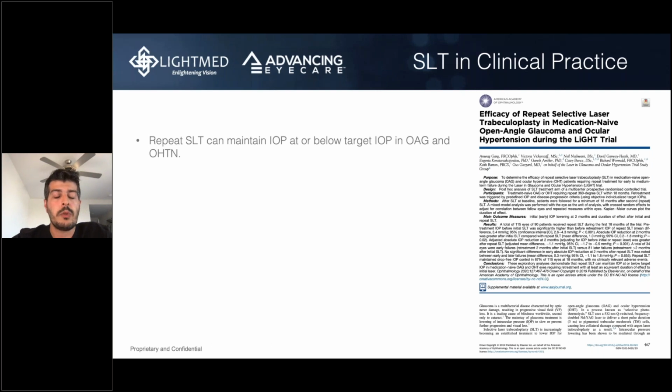Now the same study from the UK looked at what if patients got SLT, they came back a year or two later, and the pressure went back up again. Could we retreat them, and how did these patients do? This was published in Ophthalmology, and they showed that yes, repeat SLT can maintain IOP at or below the pressure that you like it to be. So that's the other nice thing about SLT. If you don't get enough response that you want, or you do get the response and the patient comes back and the pressure is going back up again, you can repeat it.